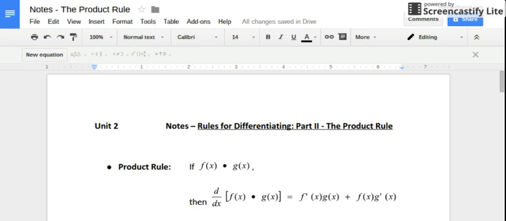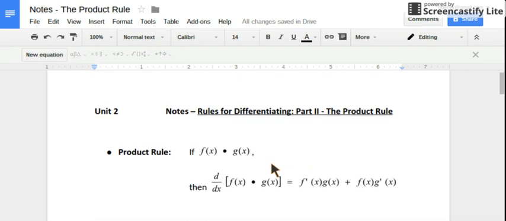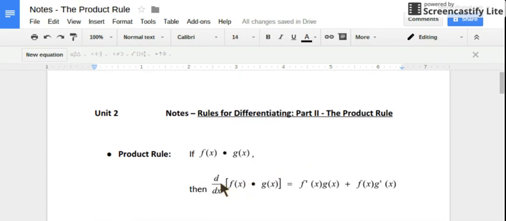In this video, we're going to be talking about some more rules of differentiating. We're going to focus in this video on the product rule. The product rule is what you have to use when you find derivatives of functions that are being multiplied together. When you find the derivative of functions that are being multiplied together, you use this form called the product rule.